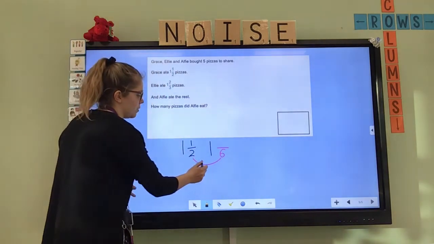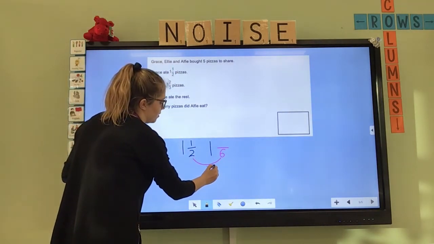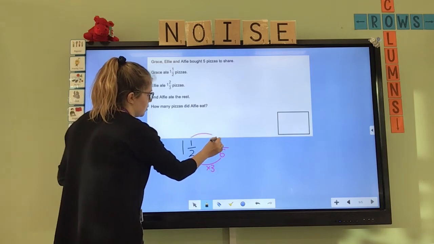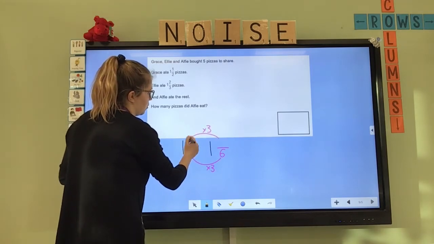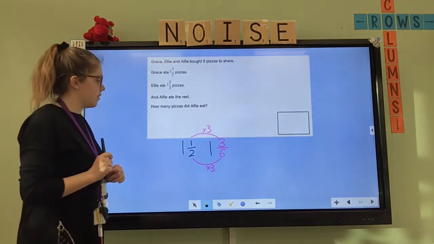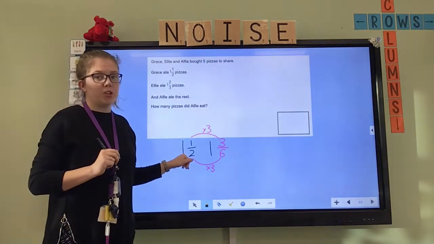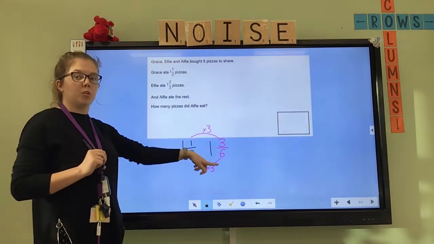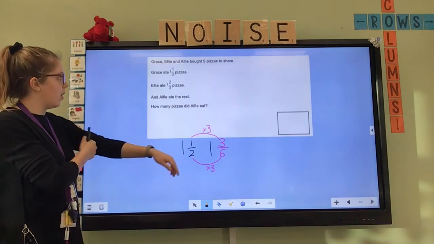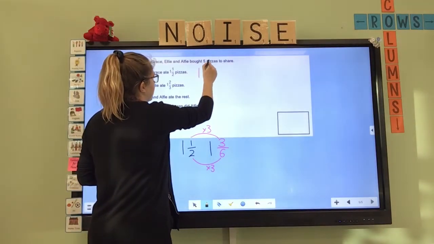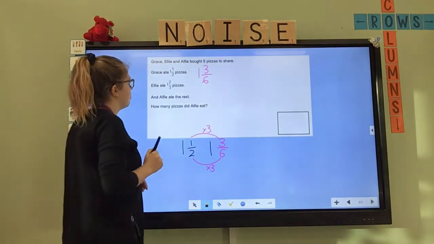So 2 times what is 6? The answer is 3. We need to do the same to the top, which would be 3/6. We should have been able to spot that. If it's 1.5, we want to put it in sixths. 3/6 would have been our answer. So up here, we know that Grace ate 1 3/6.